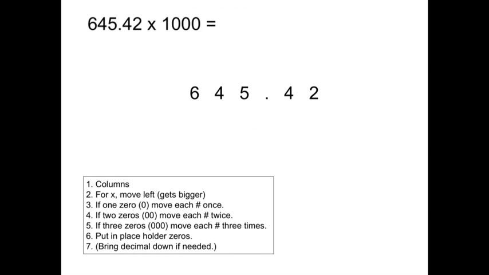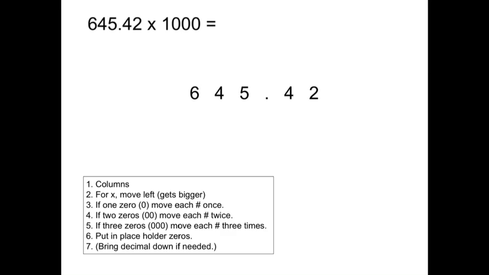Now, for 645.42 times 1,000, it looks very tough. Really, it's just as simple. The only thing we need to remember is we have a decimal here, so the columns are going to change. Also, we're going to have to bring the decimal down. That's the only thing we need to remember differently.